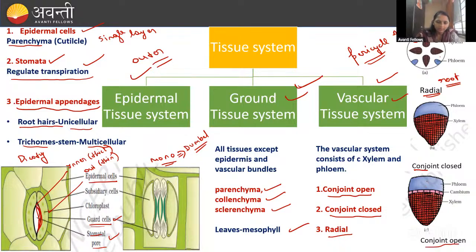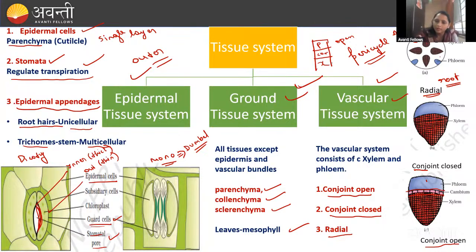conjoint open, where between the phloem and the xylem there is cambium tissue. Cambium is there, which is why we call it conjoint open. Conjoint means xylem and phloem are arranged on the same axis. For example, this is the same axis, the phloem is there and the xylem is there. That is conjoint. Open means the cambium is present, so they are open to secondary growth, meaning they can increase their girth.